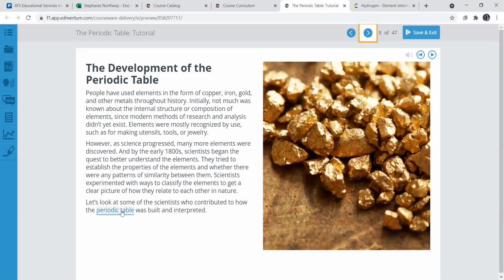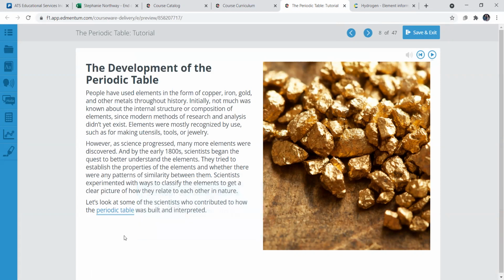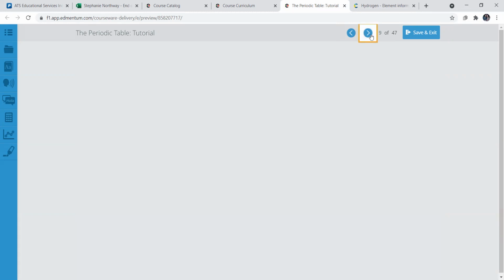Okay, so the development of the periodic table. Just a quick reminder, the periodic table is a chart in which all known elements are organized by their atomic numbers and chemical properties. People use the elements to form copper, iron, gold, all that fun stuff. Basically, a periodic table is just an organization of all the elements, so you have it in one spot. The 1800s is when things started to get classified a little bit more.